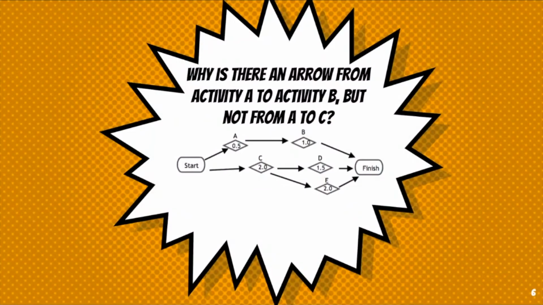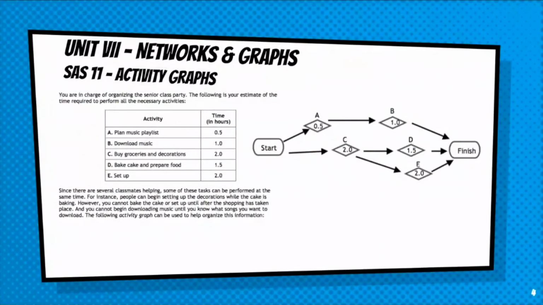Okay. Why is there an arrow from activity A to activity B, but not from activity A to activity C? Well, think about this for a second. If we go back 2 slides, activity A is to plan the music playlist, and activity B is to download the music. Activity C is buy groceries and decorations. Do we have to plan the music playlist before we go to buy groceries and decorations? Now, while some of you may say, yeah, I've got to have music to go grocery shopping, that's not the case in this particular instance.